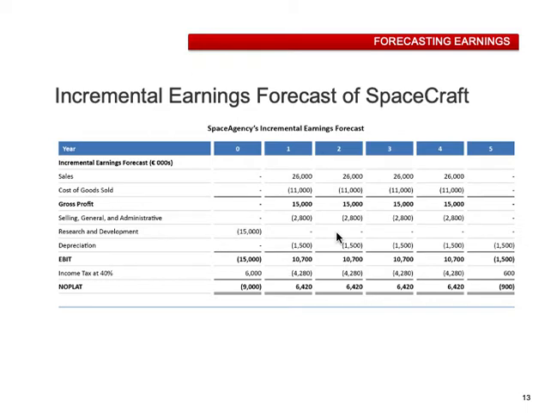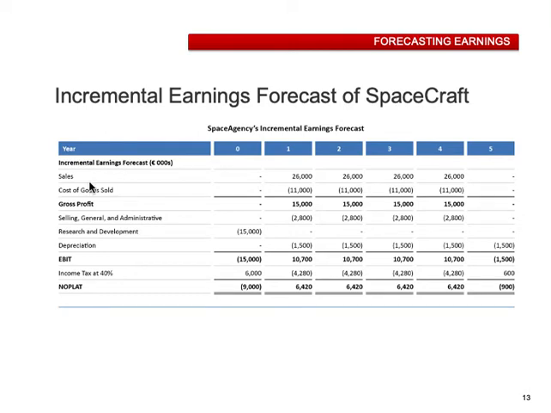In this table, I have included the incremental earnings forecast of SpaceCraft. And remember, SpaceCraft is the project of Space Agency. In the first column, I broke down all the profit and loss statement items: sales, cost of goods sold, selling and general expenses, etc. In this column, I have the year 0. In this one, the year 1, etc. until year 5. So we have year 0, 1, 2, 3, 4, and 5.